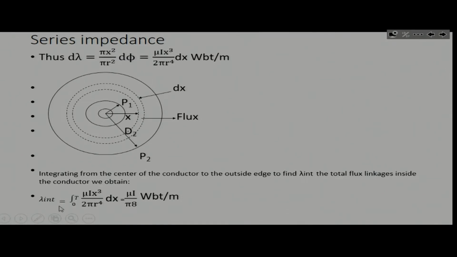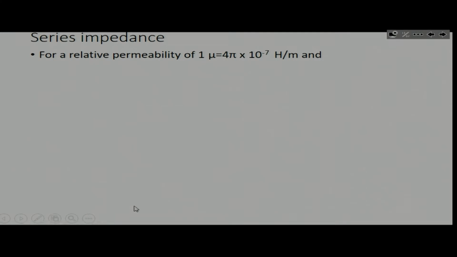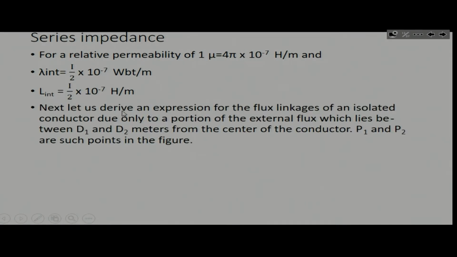So lambda internal is the integral from 0 to r of mu I x cubed over 2 pi r to the fourth dx. And if we integrate that with respect to x, we get mu I over 8 pi. Now for a relative permeability of 1, which is mu equal to 4 pi times 10 to the power of minus 7, lambda internal becomes a half times 10 to the power of minus 7. And the internal inductance is a half times 10 to the minus 7 henries per meter.